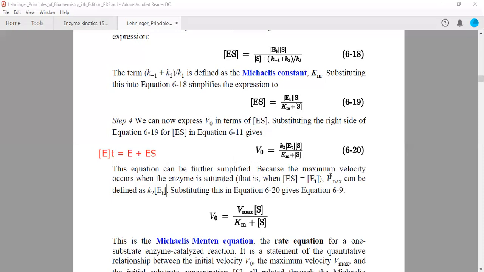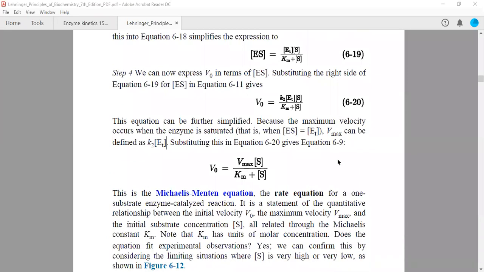Therefore, the maximal velocity can be defined as K2 into Et, total enzyme concentration. So this K2 and Et can be simplified as V maximum. Therefore, this will become our Michaelis-Menten equation, where initial velocity will be equal to V maximum into substrate concentration divided by Km plus substrate concentration, which is achieved from here. So this is actually called the rate equation.